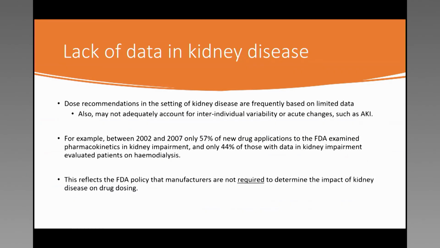A study showed that between 2002 and 2007, only about 57% of new drug applications to the FDA even examined pharmacokinetics in kidney impairment. And only 44% of those had data in patients with such severe kidney impairment that they were on dialysis. This reflects an FDA policy that manufacturers are not required to determine the impact of kidney disease on drug dosing. This is a bit unfair for our patients because they should also have access to new therapeutics for whatever the condition being treated is. And it's also a challenge for us to provide guidance in terms of what dose to prescribe.